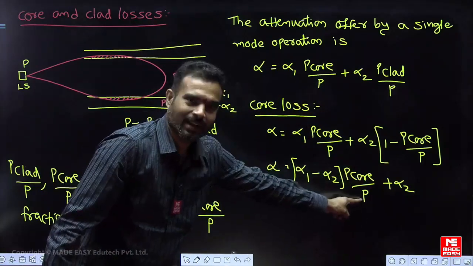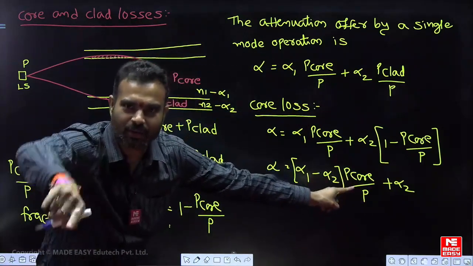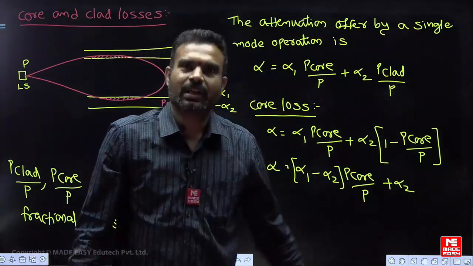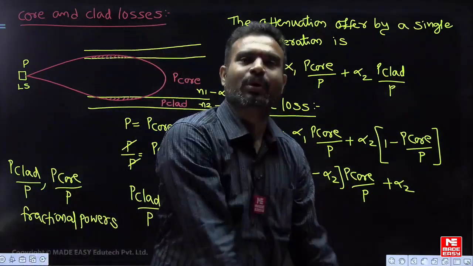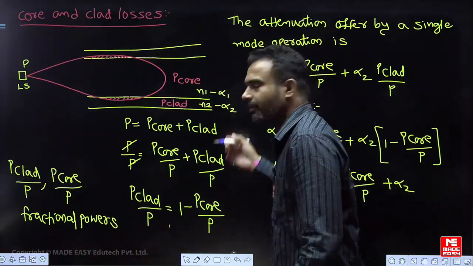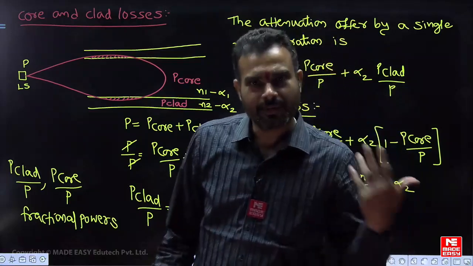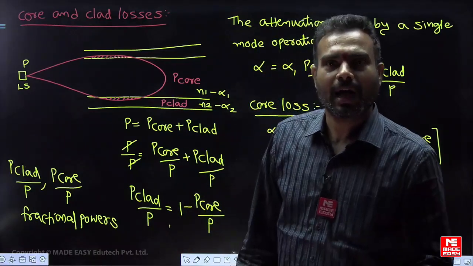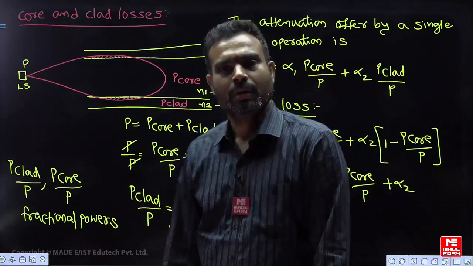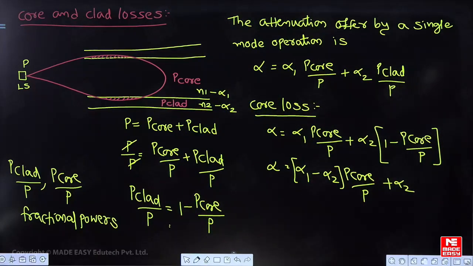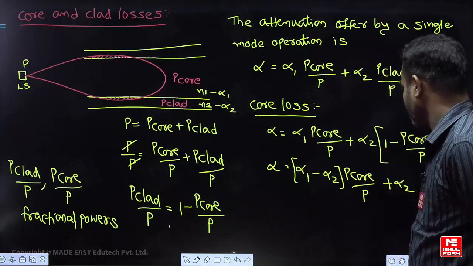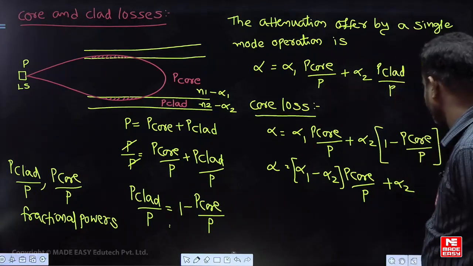These two cancel out, P core by P cancels out. Then alpha 2 cancels. What is left over is alpha 1, the attenuation offered by the core only. How do you know that? Obviously you were given it: the core attenuation is alpha 1. Alpha 1 is nothing but the attenuation offered by the core. So can you write the clad loss also? I think space is sufficient.